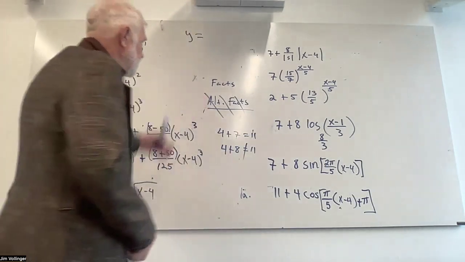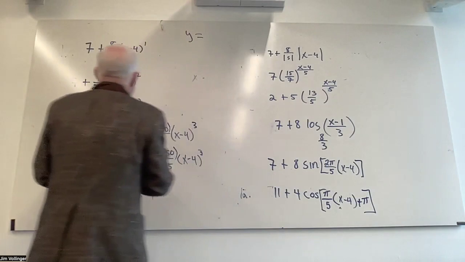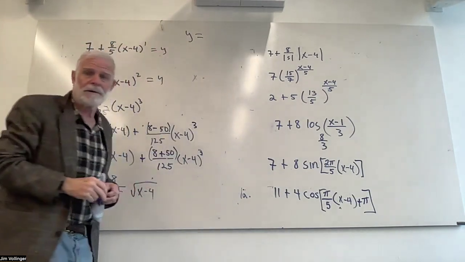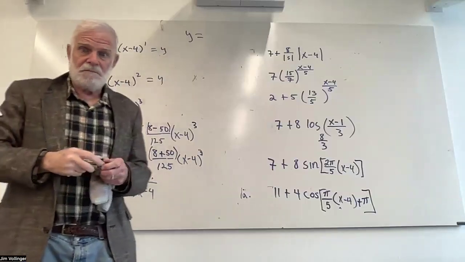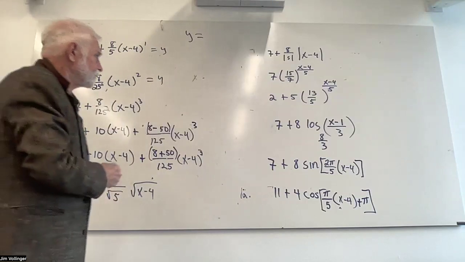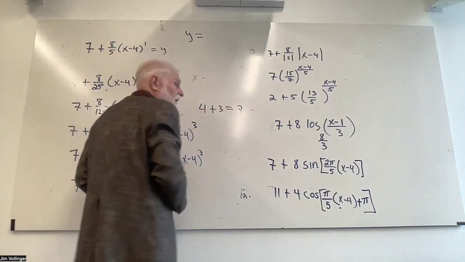What else do these things have in common? Maybe I should write equals y for each one, because I think those are equations. So 4 plus 3 equals 7. I think that's true.